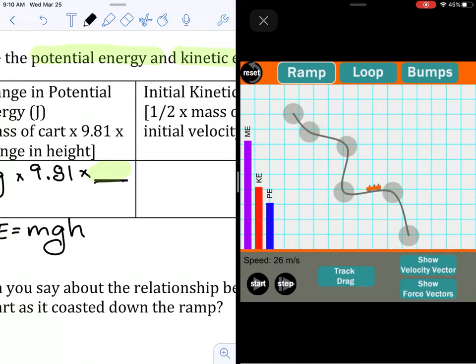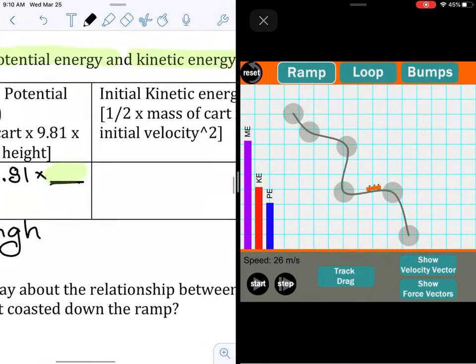And by using a change in height rather than just the initial height, we don't have to calculate potential energy twice, because we're already calculating that it started with something, and now we're basically saying that the bottom is going to be a height of 0.